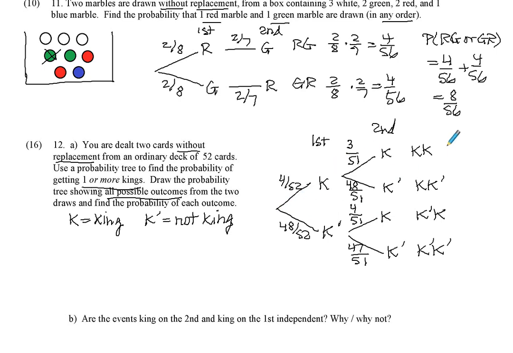So king and king, that's going to be 4 out of 52 times 3 out of 51. King, not king, 4 out of 52 times 48 out of 51. Not king, king, 48 out of 52 times 4 out of 51. And then if they're both not kings, 48 out of 52 times 47 out of 51.